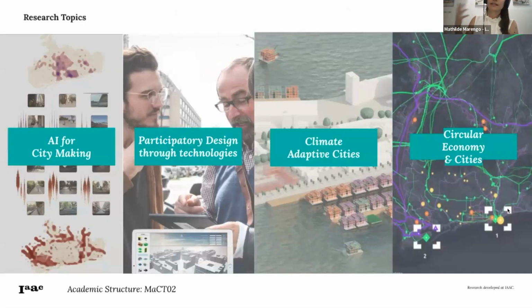So within the context of our second year, here we have Iacopo, we have different topics that we focus on. So for example, AI for city making. There was a question on machine learning in the chat previously. I suggested to go check out our GitHub. Participatory design through technologies, climate adaptive cities, and of course, circular economy and design for urban futures.